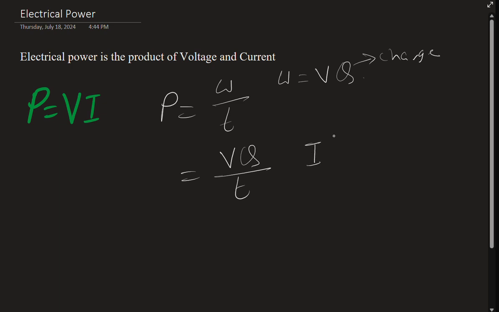Again, current means the flow of charge per unit time. So I is equal to Q over T. Again, from this, by substituting, this Q over T becomes I. So finally we have P is equal to VI. That's how we get this formula.